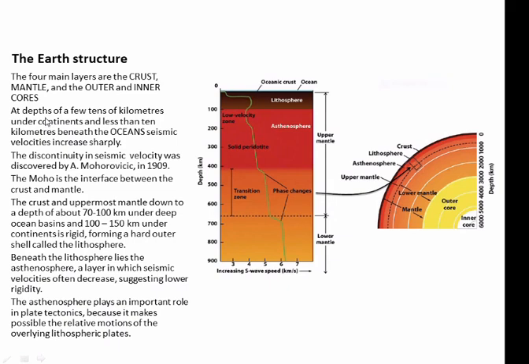So now, at a depth of a few tens of kilometers under the continent and less than 10 kilometers beneath the ocean, seismic velocity increases. So we have the continent as well as the ocean. Why do we have the continent and the ocean? We are going to see what they represent.